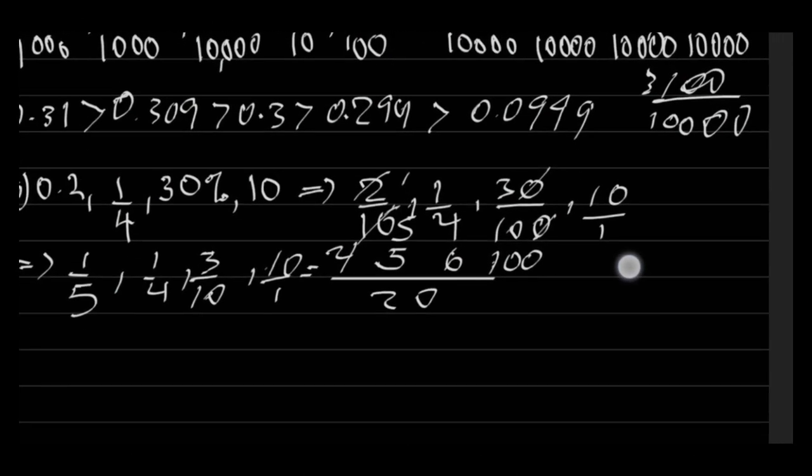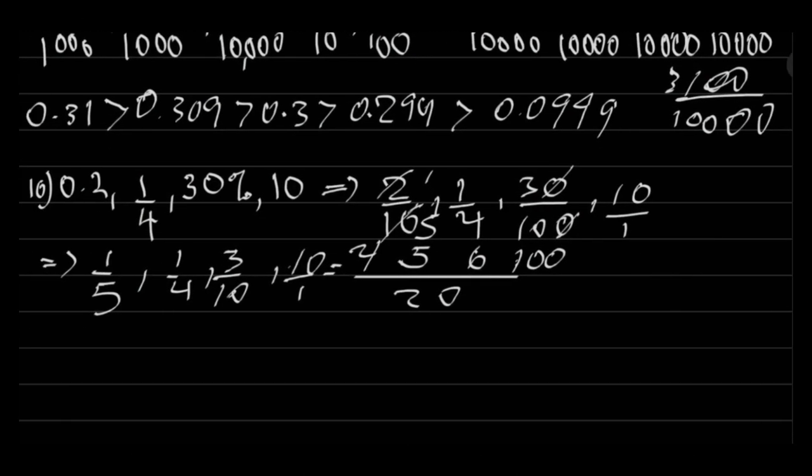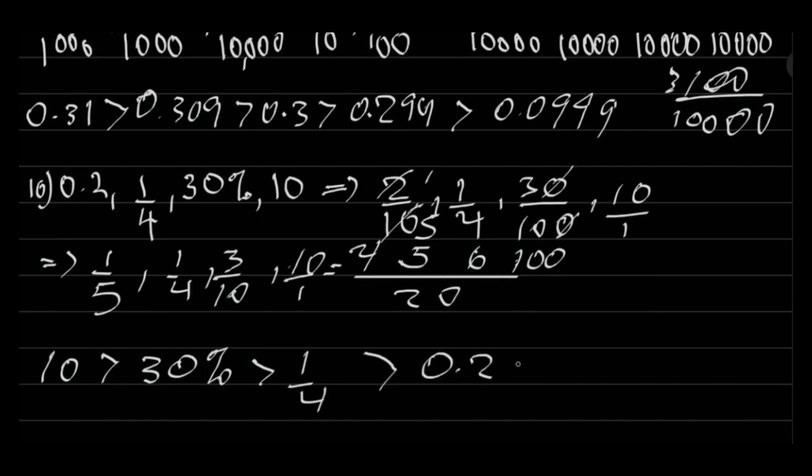So we could tell that probably it has been arranged for us already. But since we are arranging from the highest to the least, 10 would be greater than 30%, which is greater than 1 over 4, which is also greater than 0.2. So that is that.